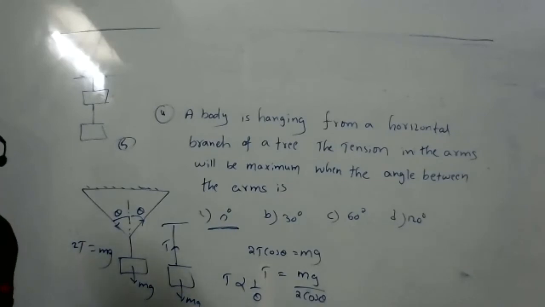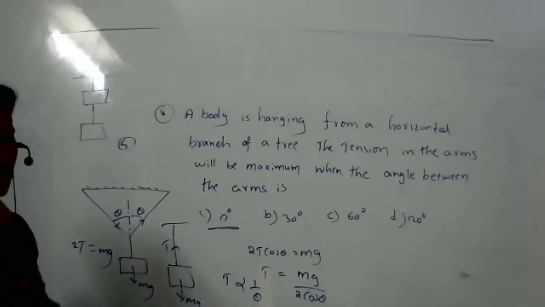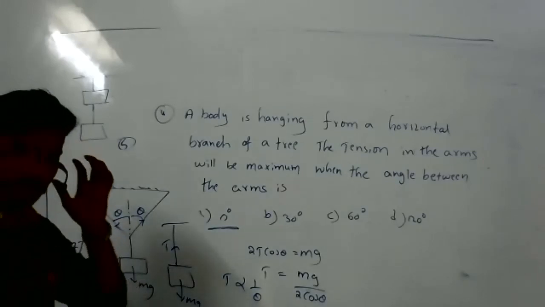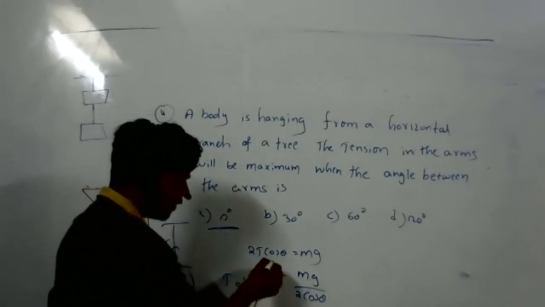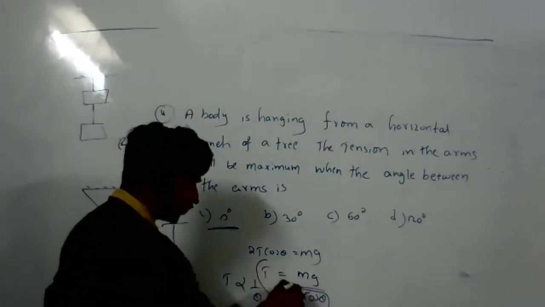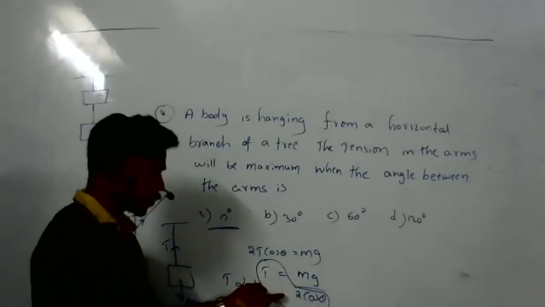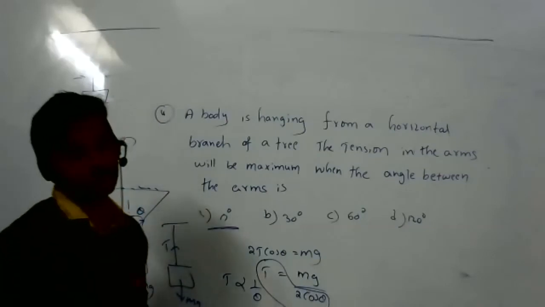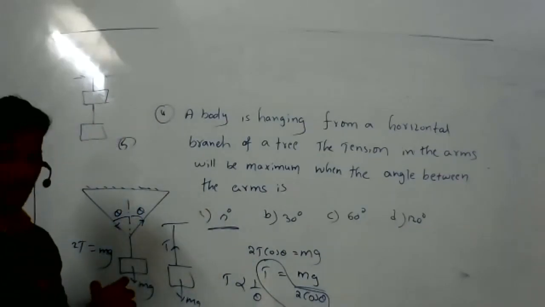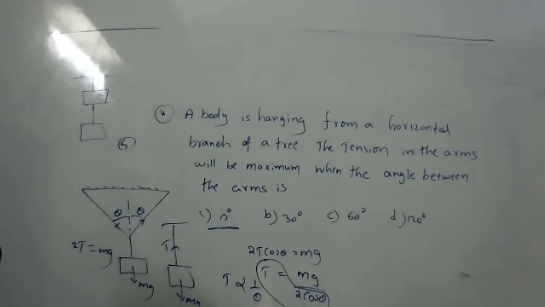Prashant, tell me. I checked in the net. It is given 120 degrees. Sir, I think 0 degree is given in the net. Okay, it's fine. But when we are doing the calculation, according to the formula, T is inversely proportional to theta only.